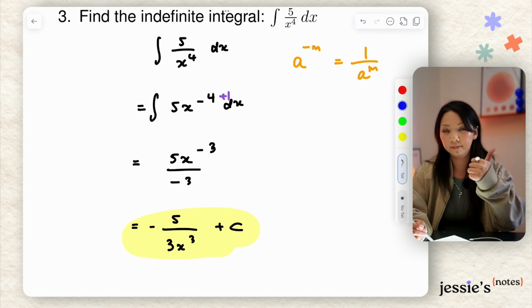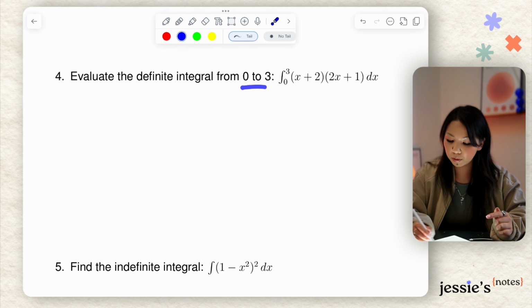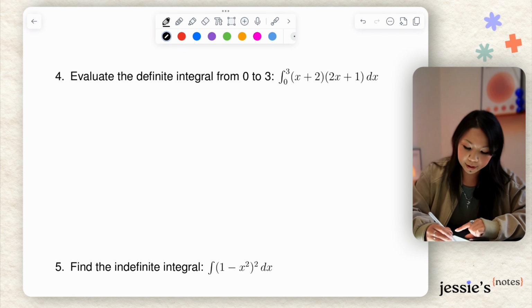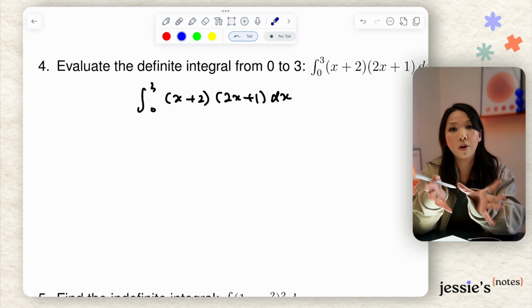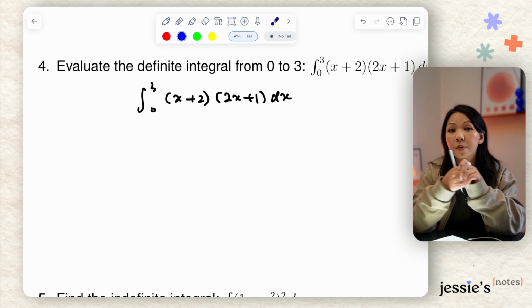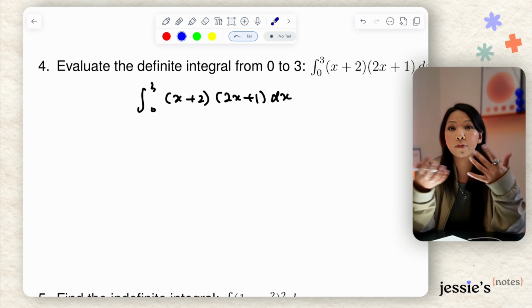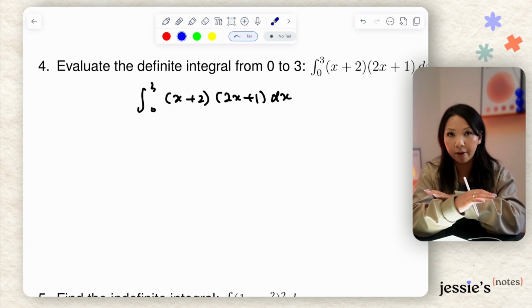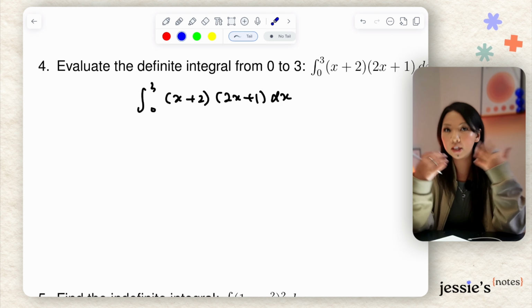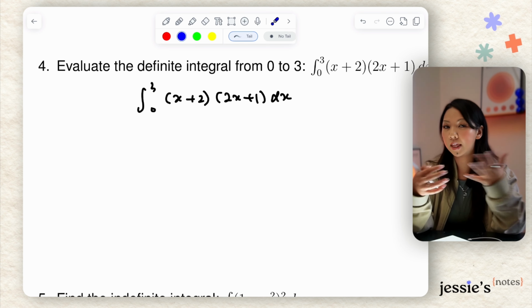Lovely. Question 4. Evaluate the definite integral from 0 to 3 of this guy over here. So the first thing you should notice is I have a product of two things. Now, there is such a thing as product rule, but that's only for differentiating. There is no product rule, no quotient rule for integration. So instead of thinking, I'm going to use product rule, think about, can I write this in a way that is integratable?